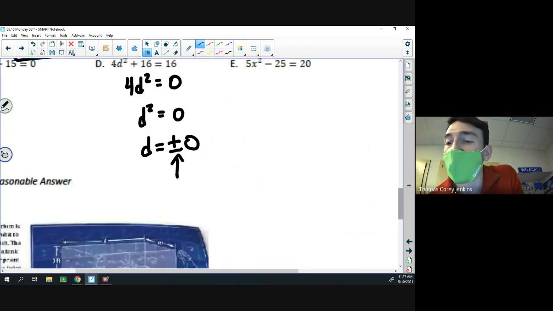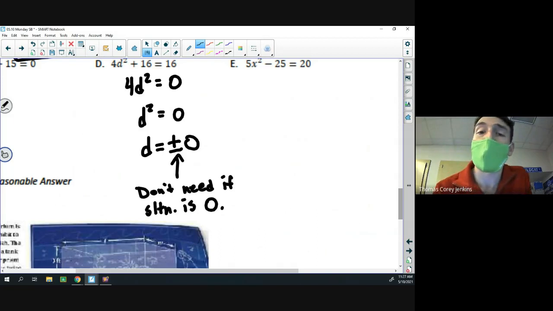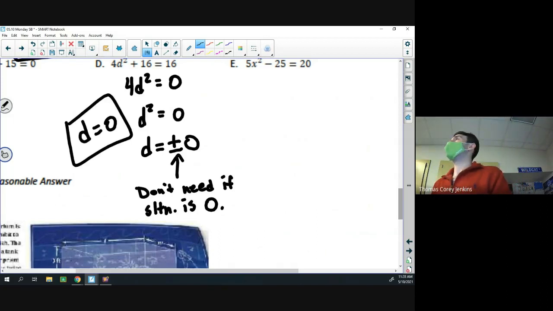So let's just say you don't need it if the solution is 0. So my only solution here, this is a one-solution example, would be just d equals 0, because there is no negative 0. Okay?